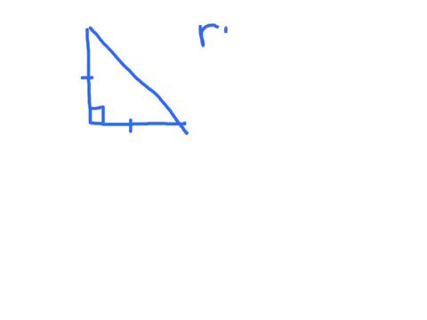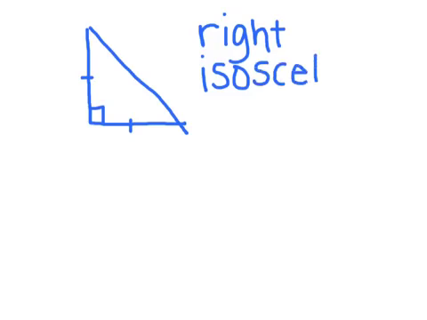Let's do... Whose phone is that? How would you name this one? By sides and by angles. It's right, and that's angles, right? Yeah. How about by sides? Isosceles, good. Okay. Let's call it good.